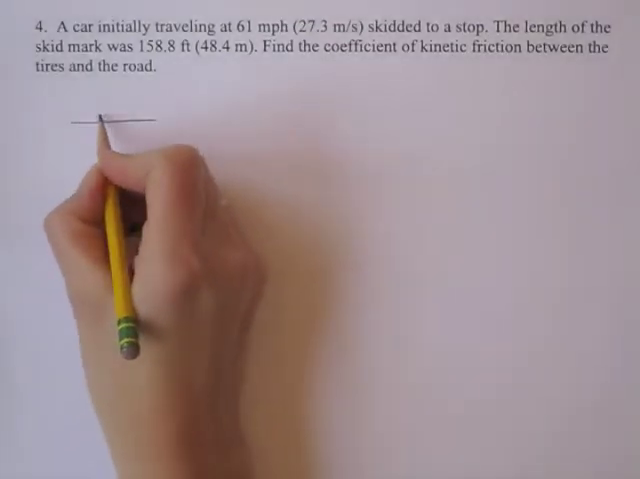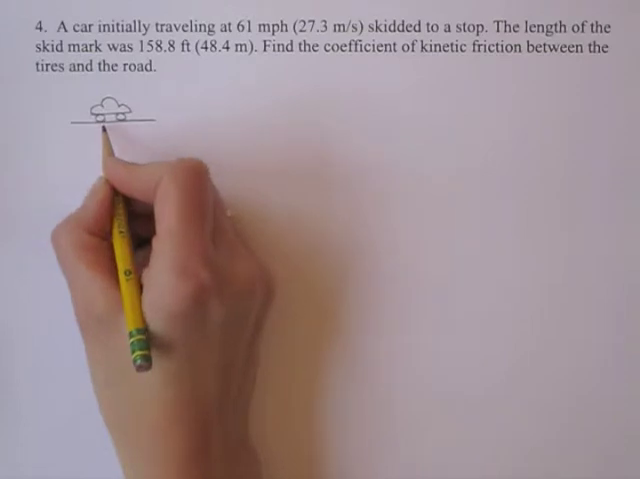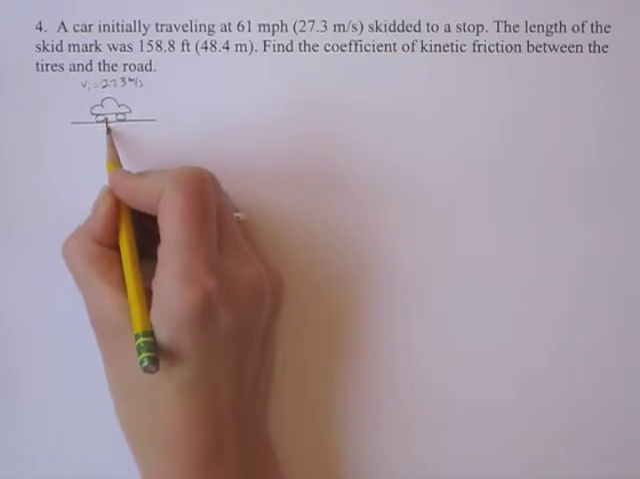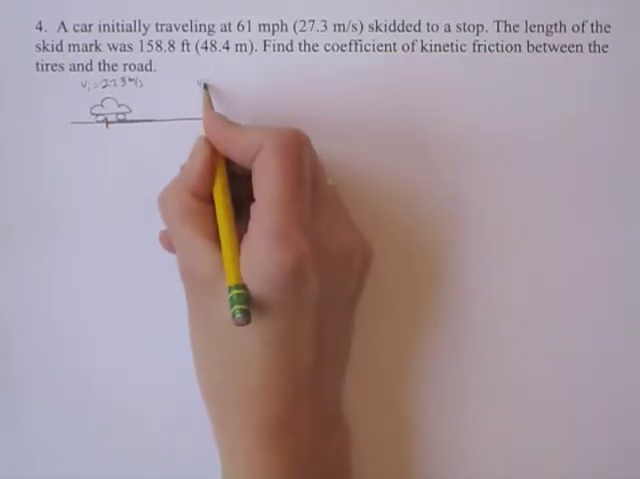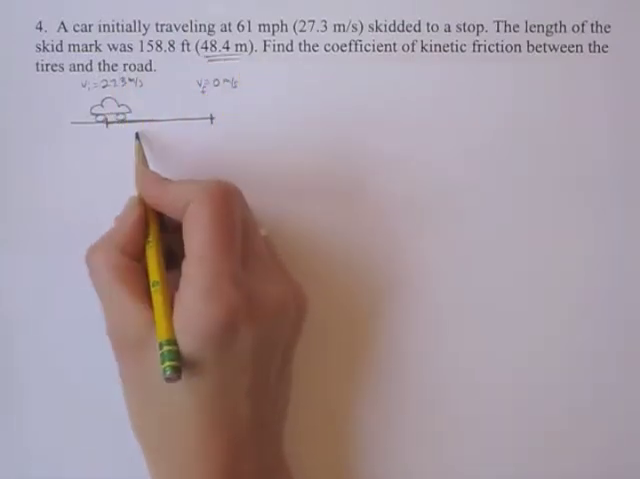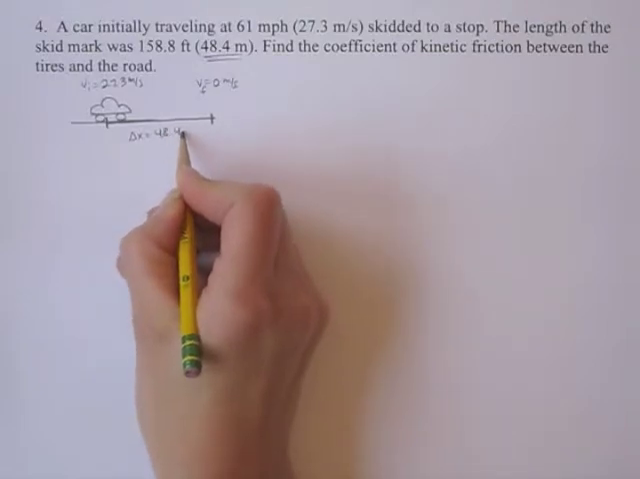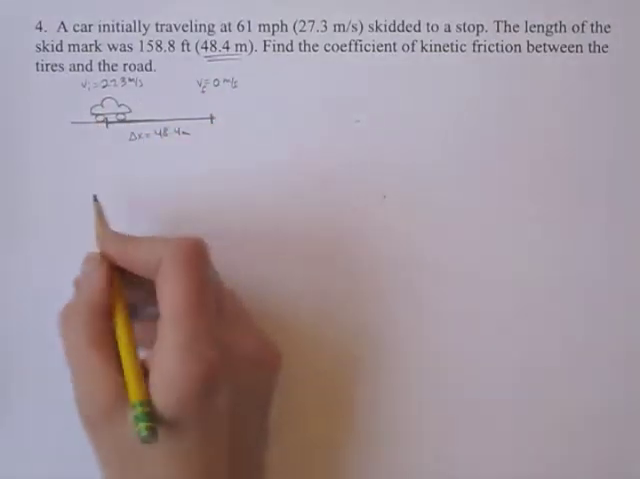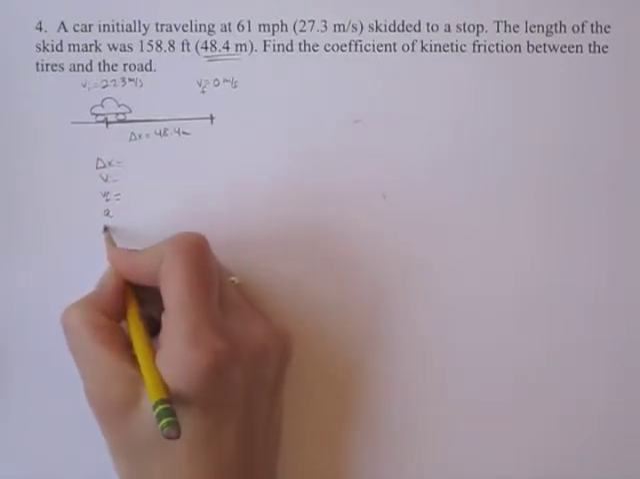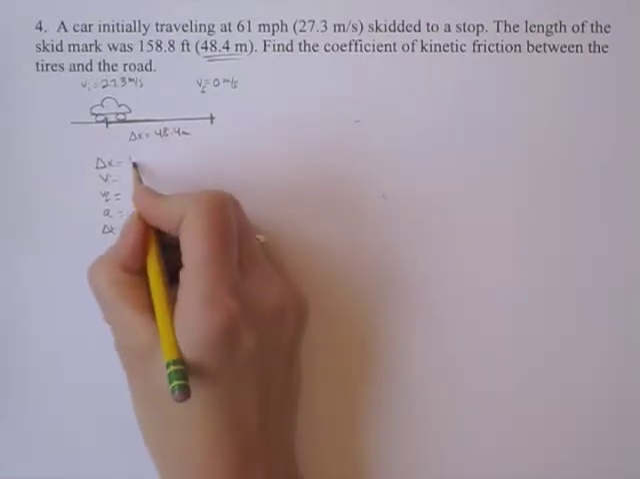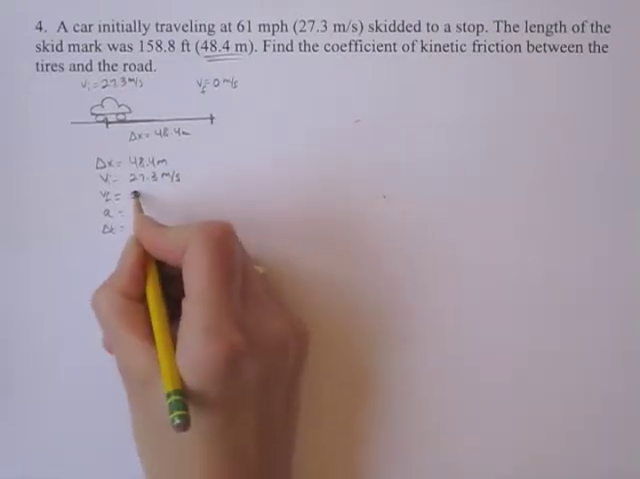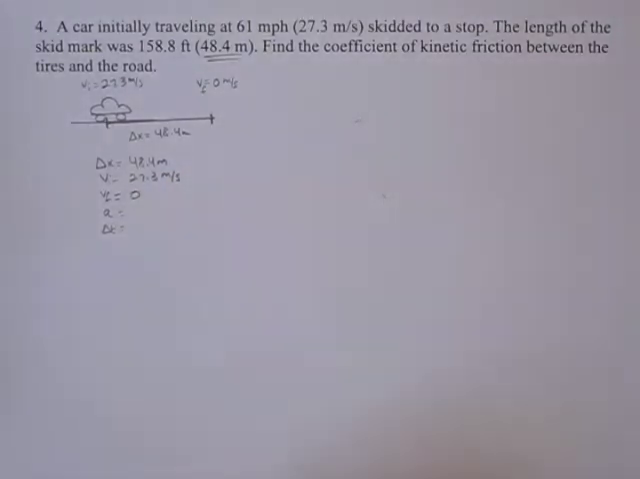So it's always important to start with a picture. Here is my car, and this looks like an initial velocity, 27.3 meters per second, and it skids to a stop. So later the velocity must be 0. And this looks like a displacement. So I can tell right away I have some kinematics information. So my list of variables for kinematics includes these quantities: 48.4 meters, 27.3 meters per second, 0, and I don't know the acceleration or the time.